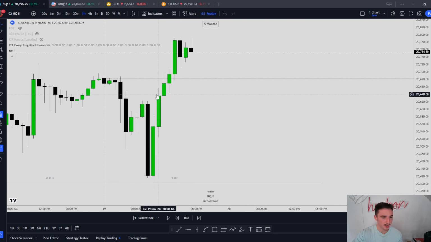No PD array, right? 9 a.m.'s right here, okay? Comes down at 9 a.m. You're not going to get a 1 hour PD array here. So what are we going to use here? CRT, this big candle. This is our range, comes down, sweeps it out, sweeps previous week low.